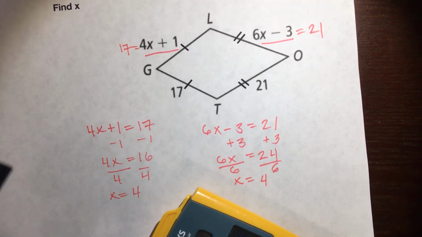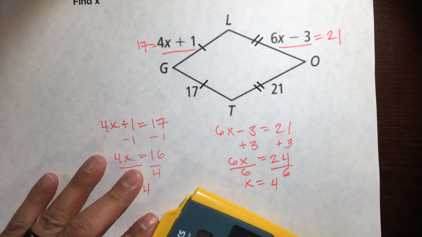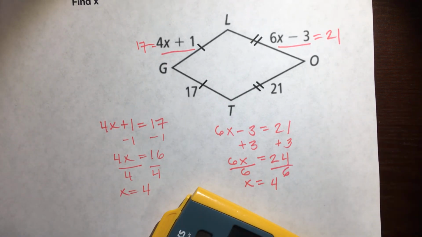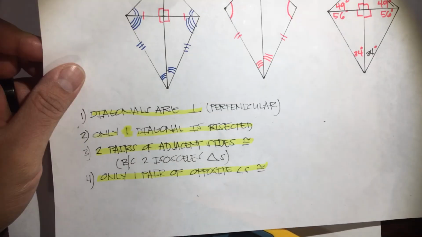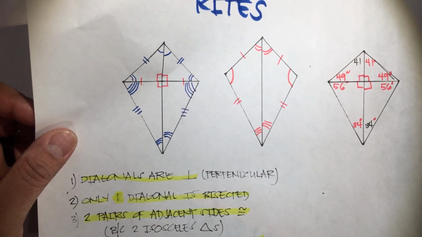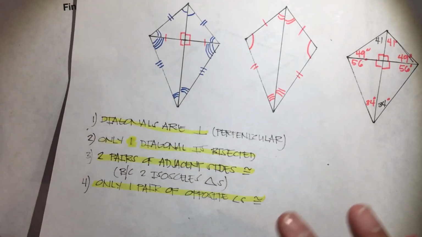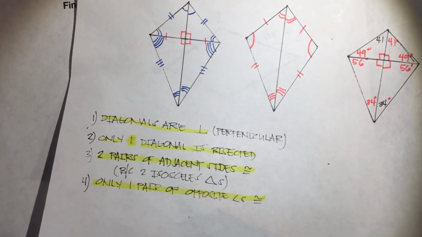All right, that's it for kites. There will be way more examples that you'll encounter, but these are the basics. Use these facts, use all these arcs and tick marks, and you will be brought to the promised land.